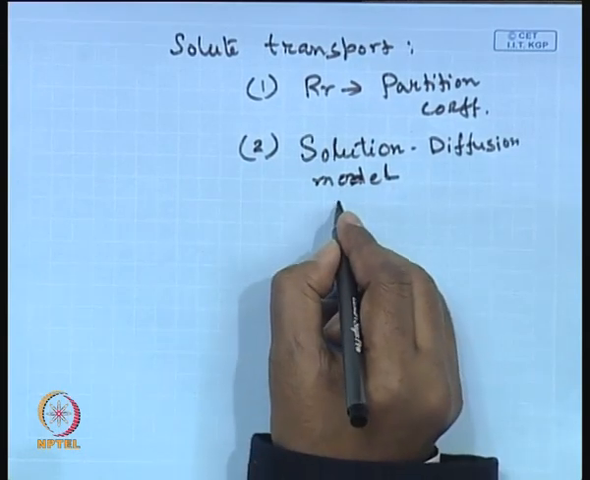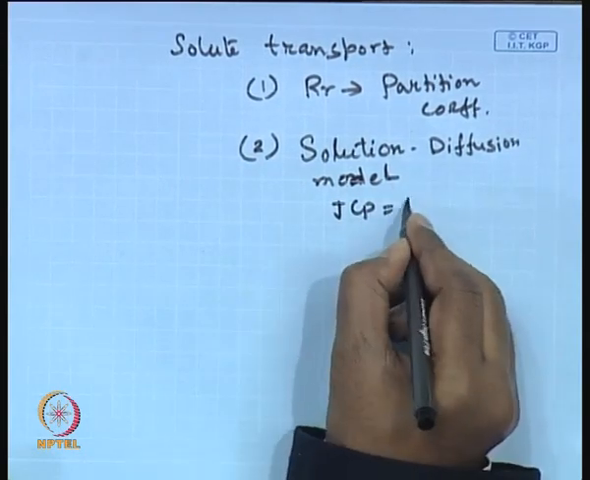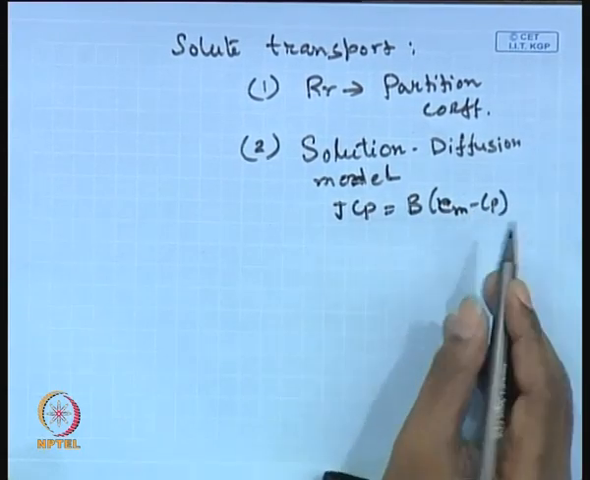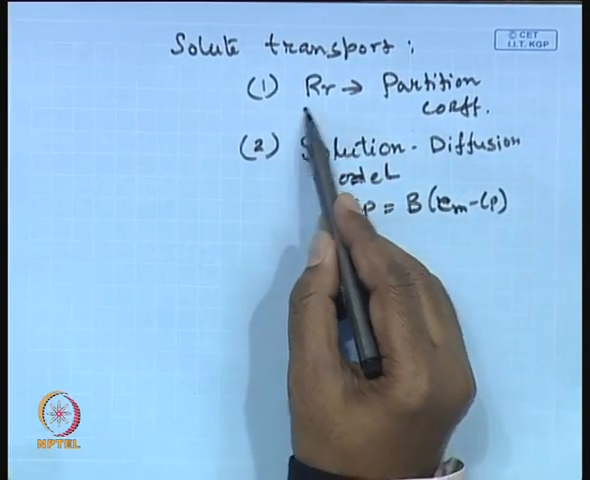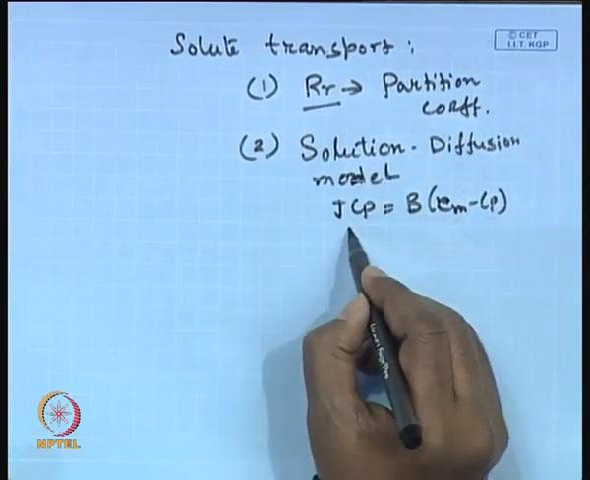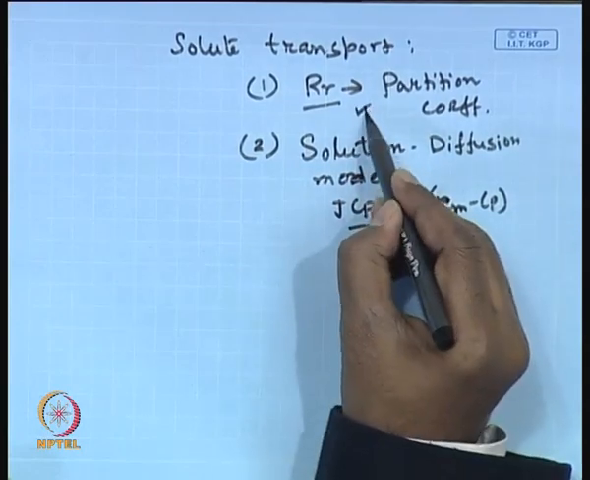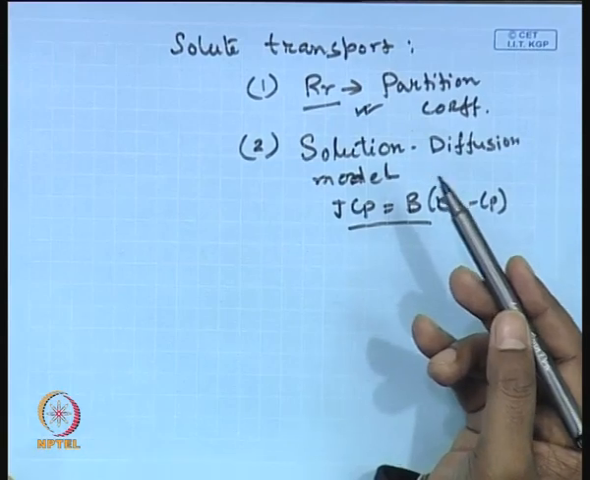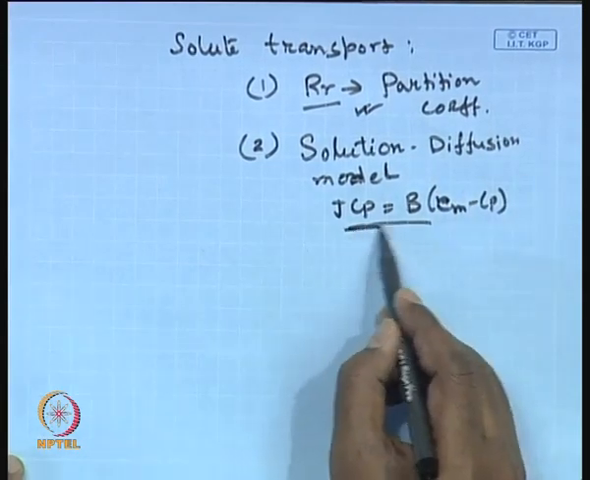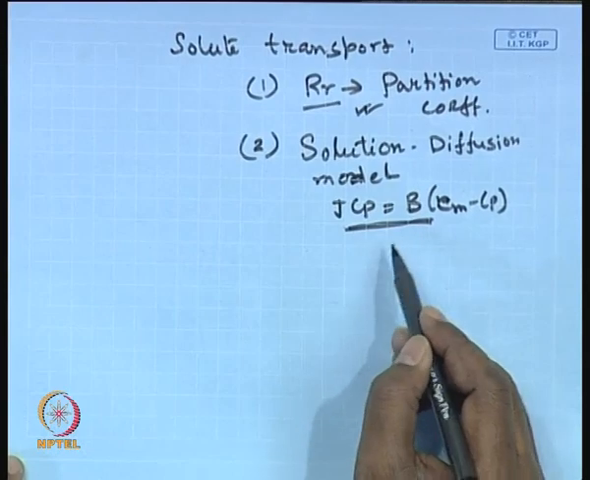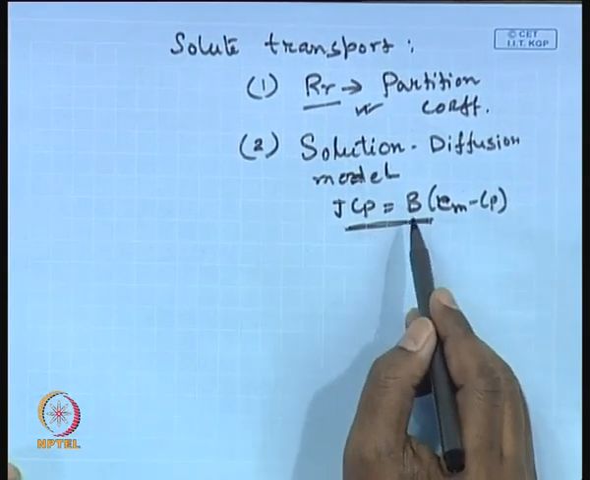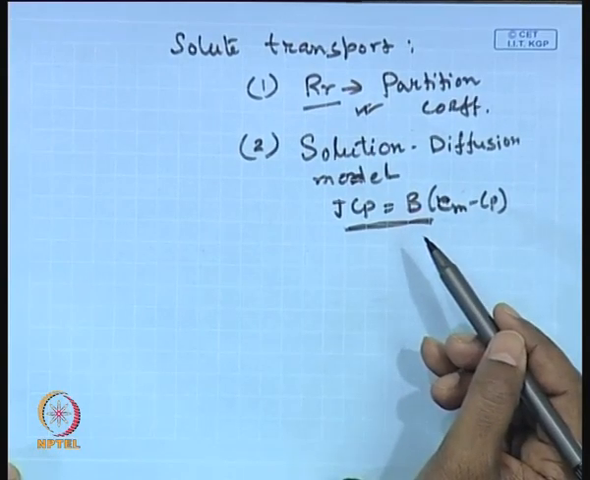In that model, J times Cp is nothing but B times (Cm minus Cp). This is the solution diffusion model. So, basically either you use the real retention, which is very gross because it gives only a partition coefficient and is an ad hoc definition of the relationship between Cm and Cp, or you use a solution diffusion model, which is based on the physics of the system, so it is more realistic. Now, we will see how the equations will be solved if we incorporate the solution diffusion model to describe the solute transport through the membrane.